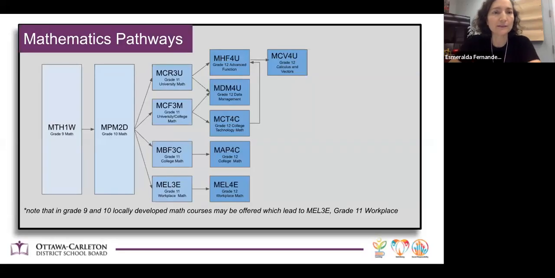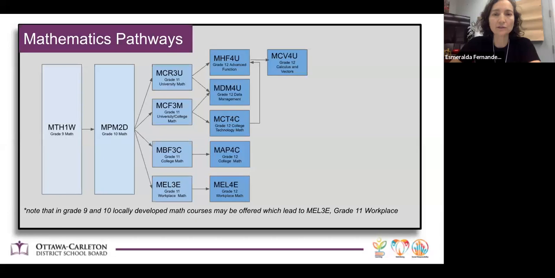Which is right here. So this is the mathematics pathways. All students take grade 9 math, and then they go into grade 10 math. The idea behind grade 9 and 10 is that students after 2 years of high school get to choose which courses they will take in grade 11, which will then lead to certain grade 12 courses.